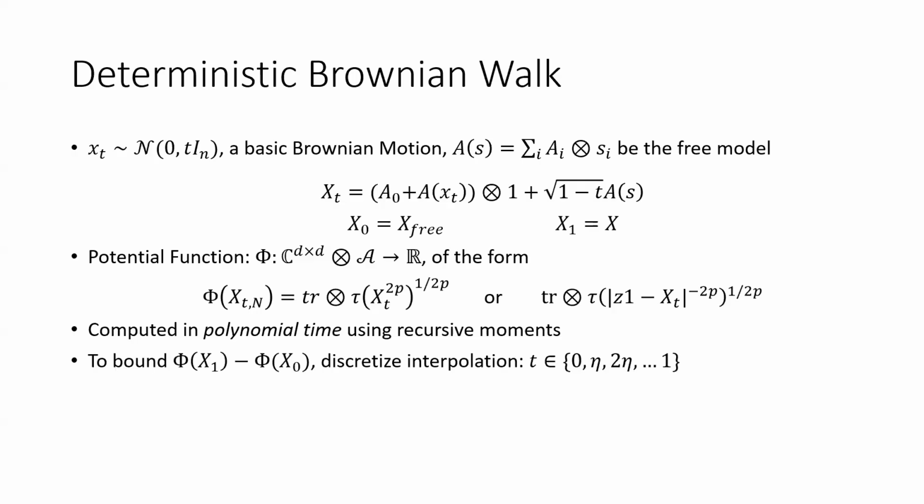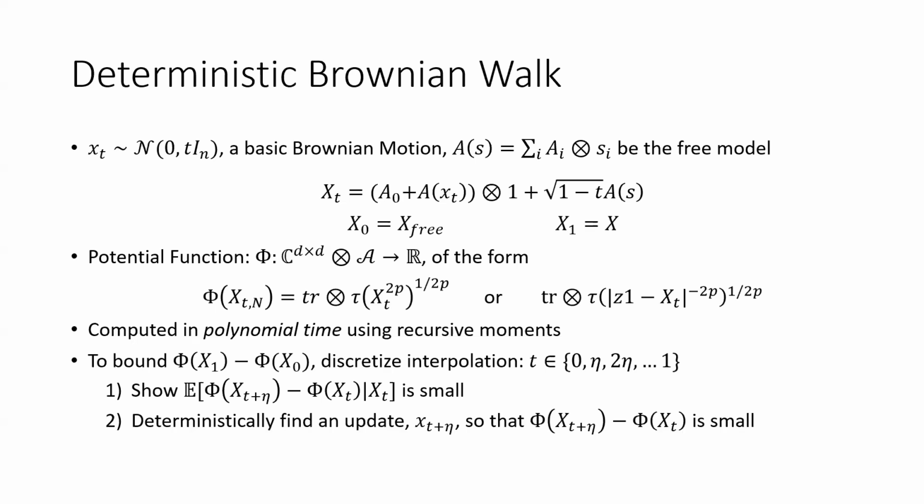And okay, so from here, we can basically do the interpolation by first discretizing the interval t into some small step sizes. And at each small step size, we say that conditioned on a previous xt, if I update xt a little bit, the change is small. So the expected change is small. And then I want to claim that actually we can deterministically find an update where the change in potential is upper bounded by the expectation. Right, so these are the two steps.